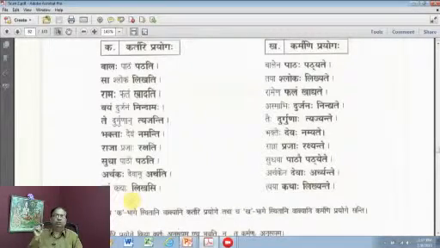So this Tvam, which is Yushmad Shabda. Just now we recalled Asmad Shabda: Aham, Avam, Vayam. Now come to Tvam, Yuvam, Yuyam. Yushmad, Dakaranta. Yushmad Shabda is same in all three genders. It has no gender bias. So Tvam, Yuvam, Yuyam. Tvam, Yuvam, Yushman. Tvaya, Yuvabhyam, Yushmabhihi.